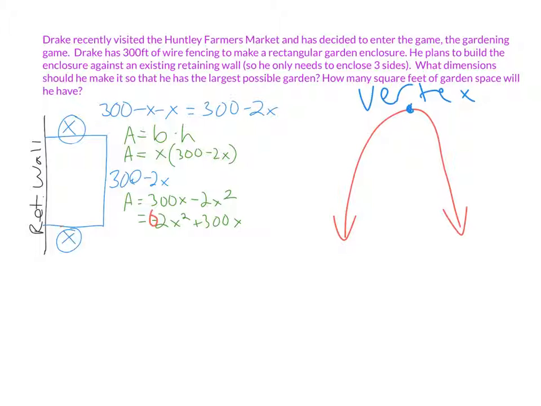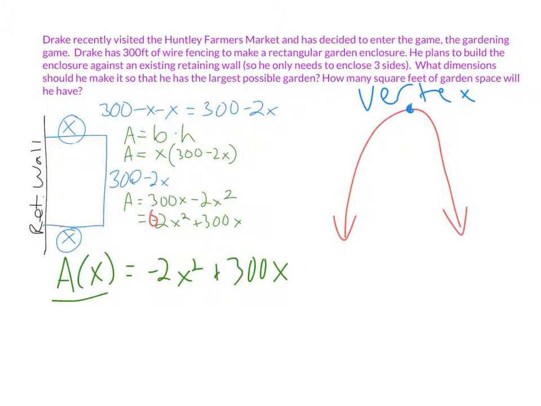Okay, so my area function, A of x equals negative 2x squared plus 300x. If I find out the max height of that function, where that thing is at the top, the vertex of that, that is the largest possible area, okay? Because it's area as a function of x. Area as a function of my dimensions. That's what this is saying over here when you have a parentheses x.